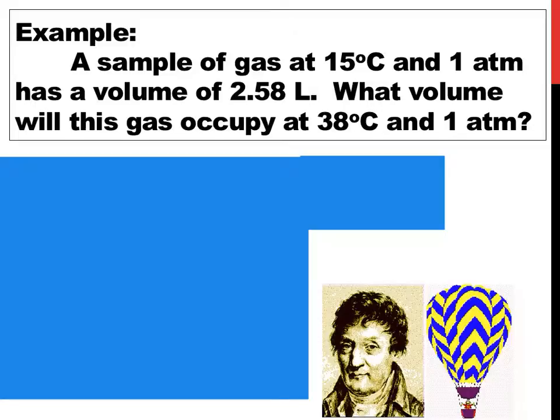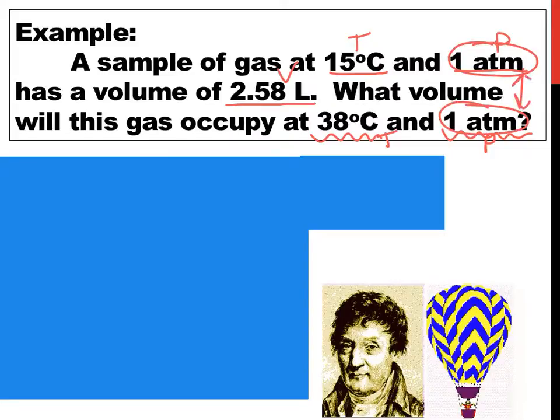So let's pick apart the problem. We have a gas at 15 degrees Celsius and 1 atm. So 1 atm is a pressure, 15 degrees Celsius is a temperature, and then we have a volume of 2.58 liters. What volume will this gas occupy at 38 degrees Celsius and 1 atm? So this 2.58 is a volume, 38 degrees Celsius is a temperature, and 1 atm is a pressure. You'll notice here that this pressure stays constant the whole time.